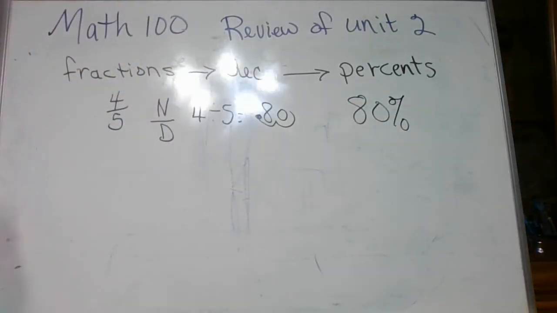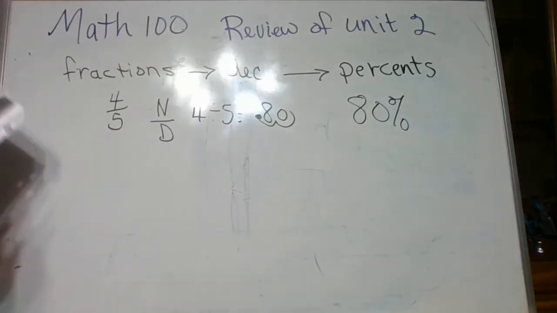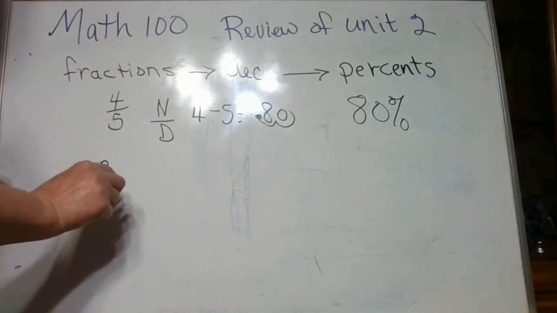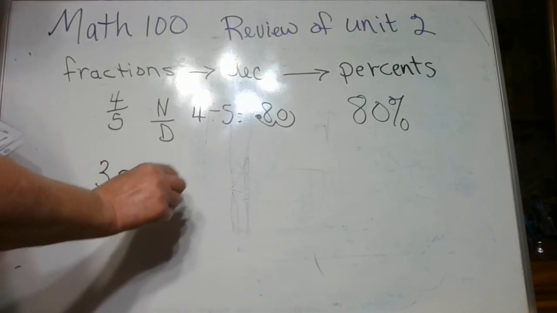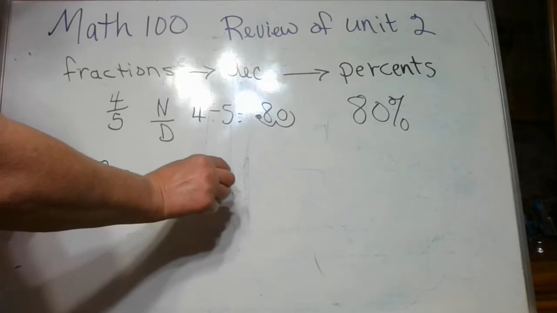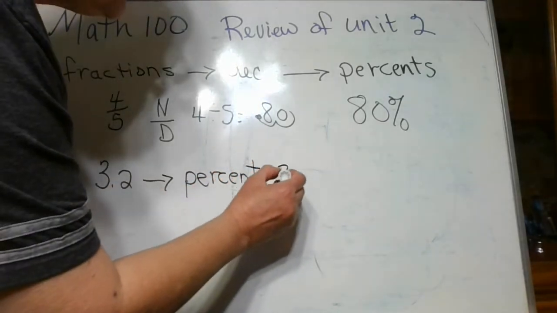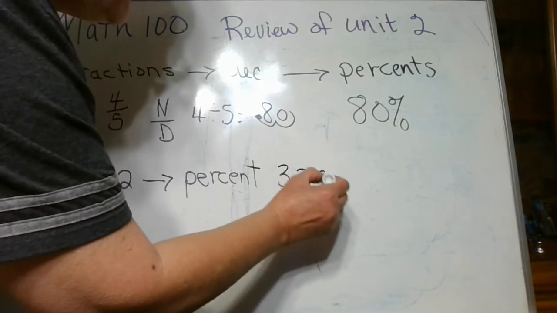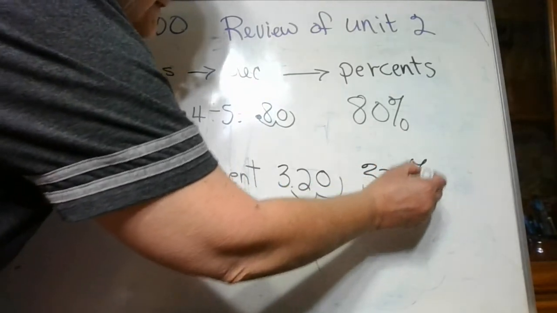You need to be proficient at going from fraction to decimal to percent and back again. For instance, if you have 3.2 and you want to change that to a percent, once again you move the decimal 2 places to the right. 1, 2, and fill in with a 0, so it's 320%.